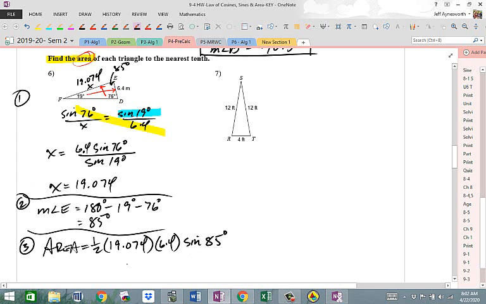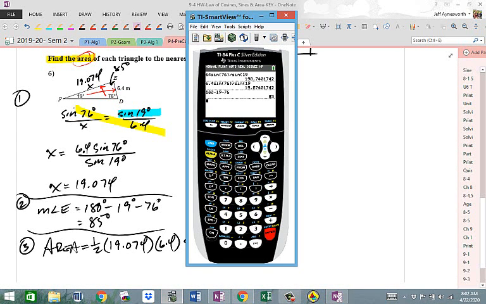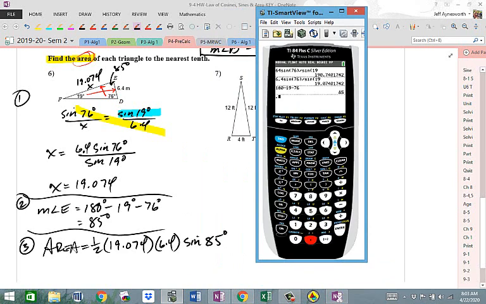And now you type this in. So 1/2 is 0.5 times 19.745. So I'm just going to recall the answer. And then times 6.4. See how the recall feature is so nice. And then times the sine of 85 degrees. And you get about 270, which, something's wrong here.